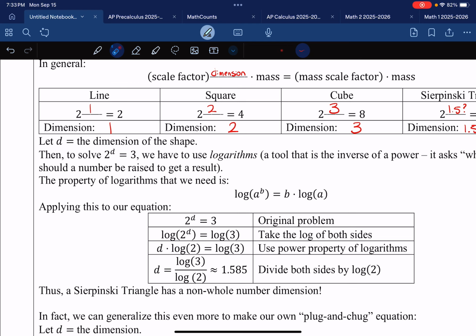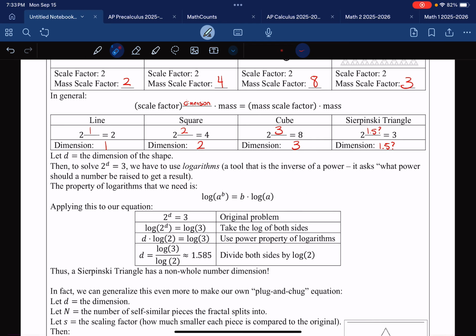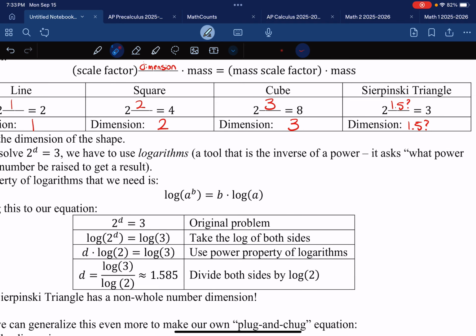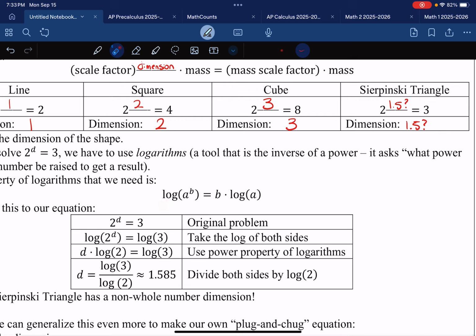For those of you that have never touched or heard about logarithms, it's basically a tool. It is technically the inverse of a power. I always call them the what-power functions: what power should you raise to in order to get a certain result? So if you know logarithms, if you're in maybe an Algebra 2, a pre-calculus, or an AP calculus class, you'll know that one of the properties of logarithms is this: if you have log of a to the power of b, it's the same thing as b times log of a.